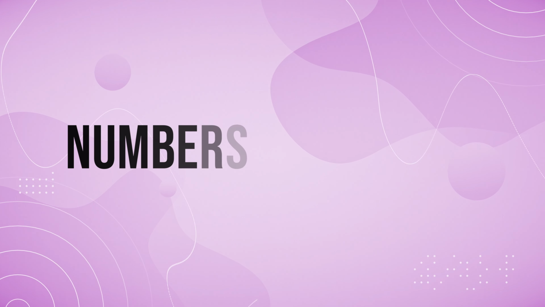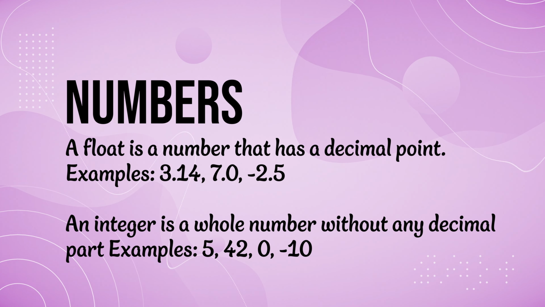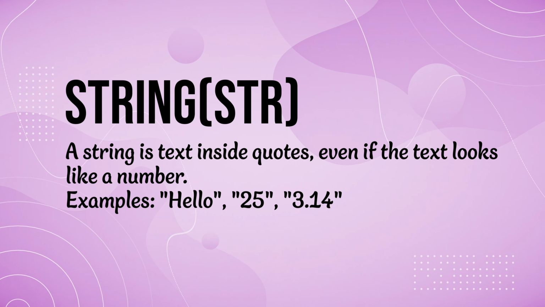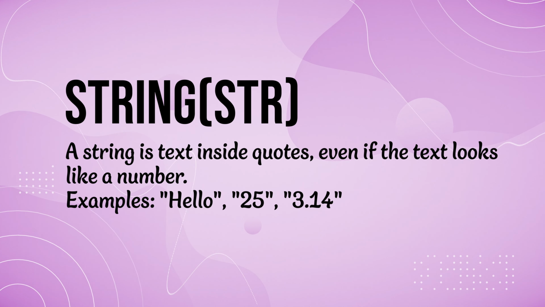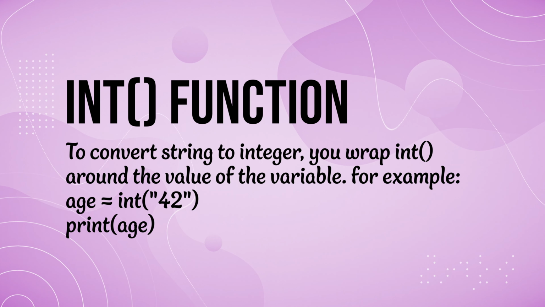Data types matter. We have strings, which is also text, and then we have numbers, which include floats and integers. Integers are whole numbers, floats are decimal numbers, and strings or text are any parameters with quotation marks. So if the number 42 comes with quotation marks, it's known as a string. Sometimes you may need to convert. To convert, you call the int function, wrap it around your string, and that's going to convert your string into an integer.